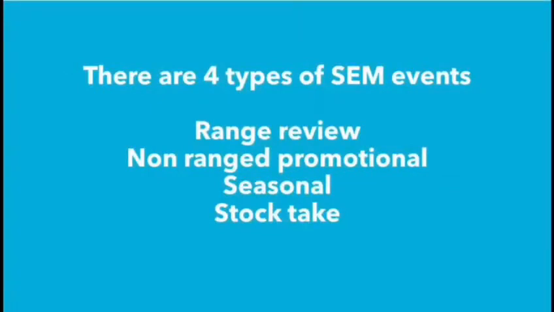There are 4 types of SEM events. Range review for lines being removed from the range at a range change, 2-star and 3-star events only. Non-ranged promo manages the clearance of all lines that have been ranged for promotion and are no longer ranged after the promotion. Seasonal SEM, when stores receive a seasonal event, e.g. Christmas, Easter or Halloween. Stock take SEM. After a stock take, the system will generate a SEM legacy event to reduce any lines counted that are currently not in your range.